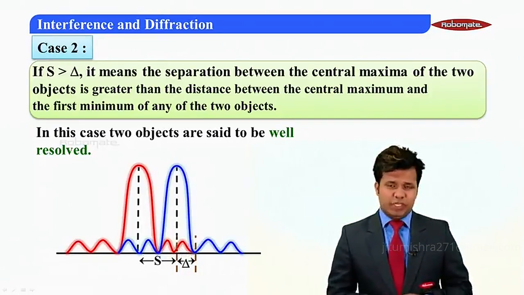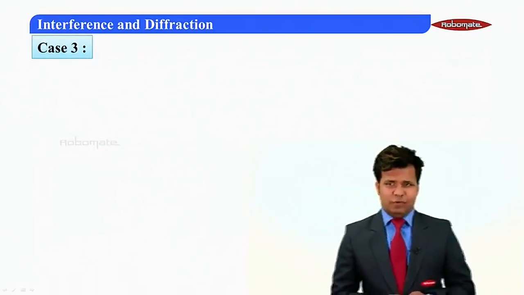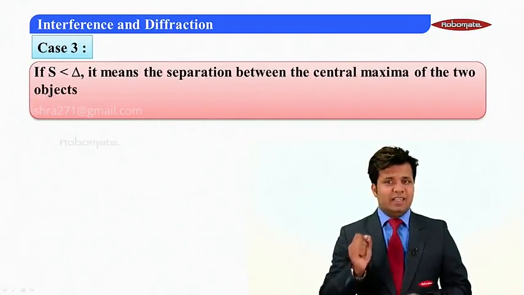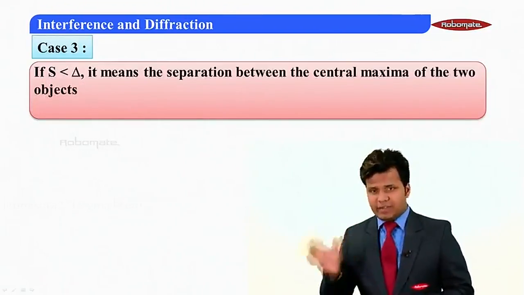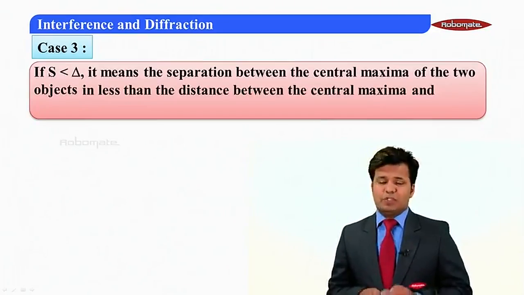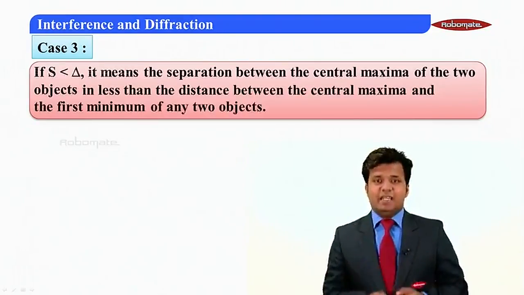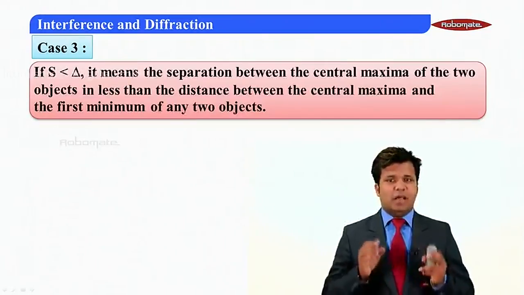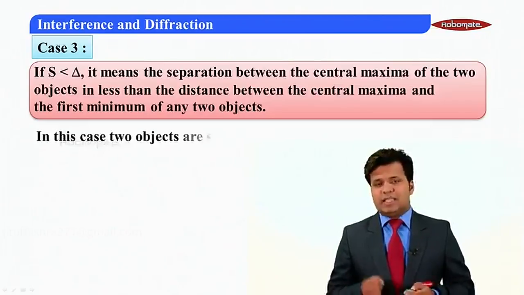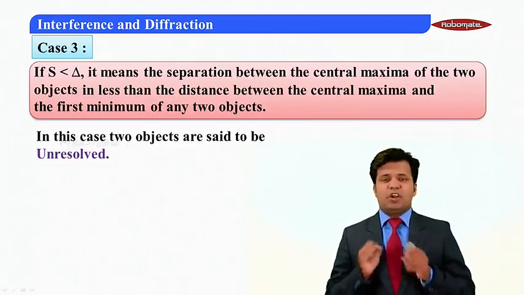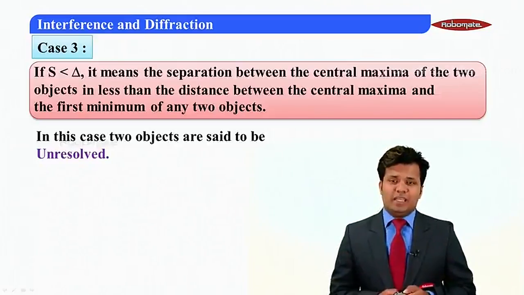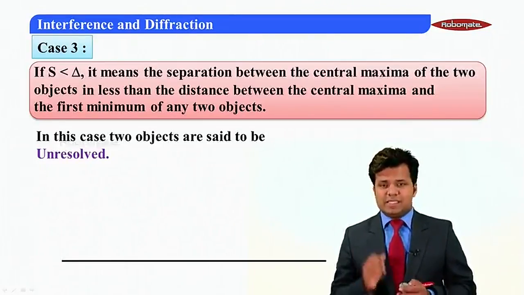Students, these were the 2 cases. There is one more case, that is case 3, and case 3 is if S is less than delta, that is, delta is greater than S, which means the separation between central maxima of the two objects is less than the distance between central maxima and the first minima of the two objects. So students, in this case we would say that the objects are not well resolved. They are not just resolved, they are completely unresolved. We can't see the 2 points distinctly.